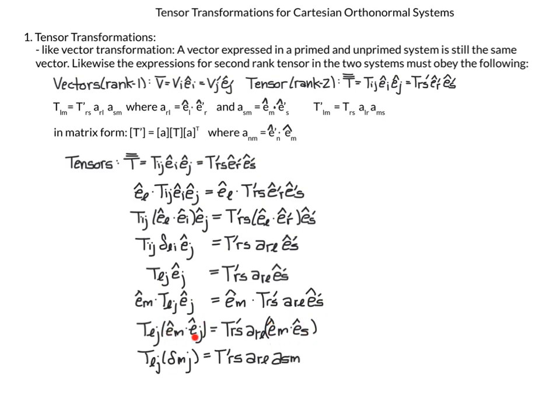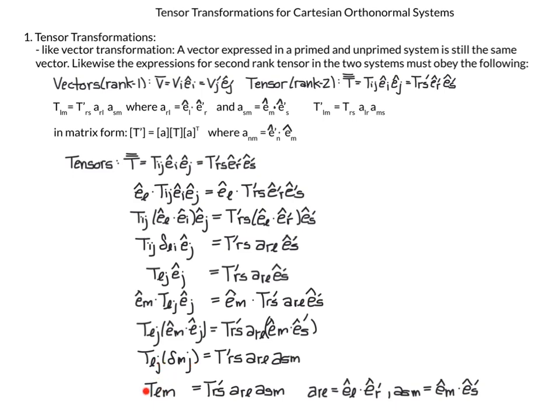Same trick on this side. These are orthonormal bases, so we can replace it with our Kronecker delta Mj. And again, over here, actually this should be an S prime. I missed that. So these are not necessarily orthonormal because this is from the unprimed and this is from the primed system, but we can replace it with this matrix A sub Sm. Again, the Kronecker delta means that M must equal J, so we can replace this J with M.